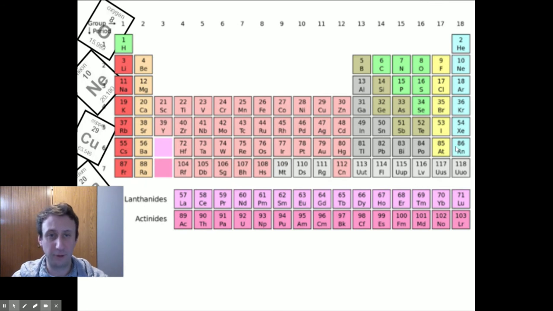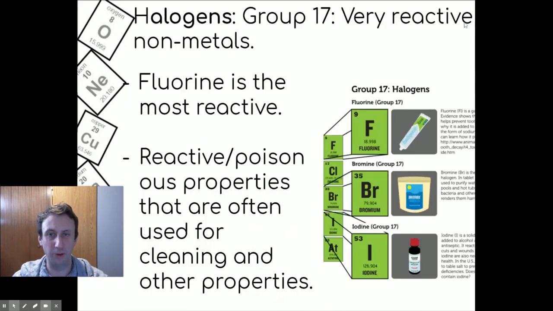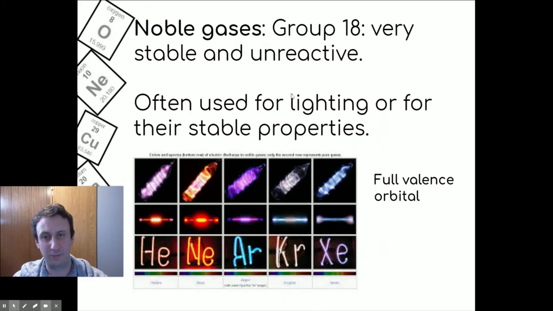So that gives us our 4 groups you need to know. Group 1, alkali metals, which excludes hydrogen. Group 2, alkaline earth metals. And then I have my group 17, the halogens, and group 18, the noble gases. And again, noble gases are known for their unreactive nature. They're incredibly stable. And you've probably seen neon lights, right? And that's a use of the noble gases. The reason why they are completely unreactive is because they have a full valence orbital at the top, and you'll learn about that again in Bohr diagrams.